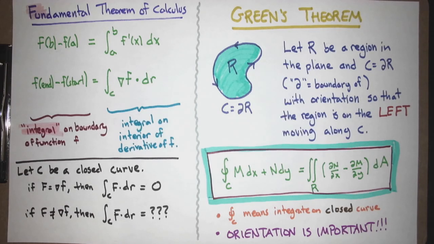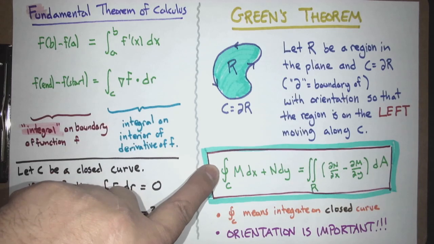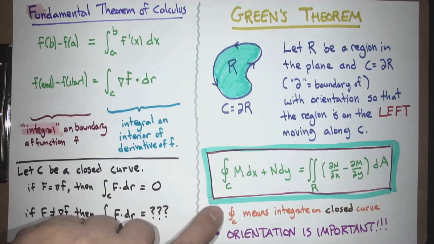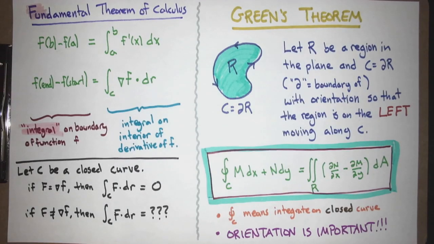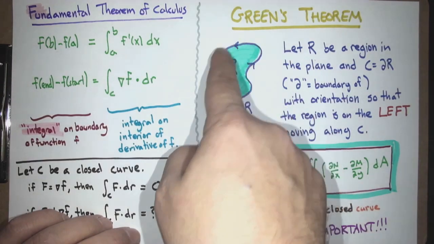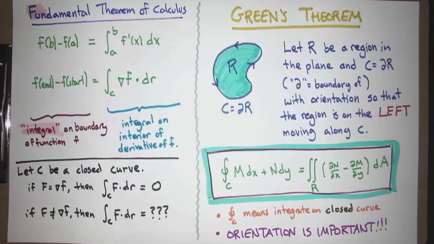A couple of notes. You might notice that we added a little tiny halo to this integral. What does that mean? Well, it's a little tiny circle. If you see an integral with a little circle in it, it means that you're integrating along a closed curve, so your start and stop match up. We already talked about orientation being important. And you might say, okay, I get that, I can talk about orientation on the curve, but how do you talk about orientation on the region? Is there an orientation?